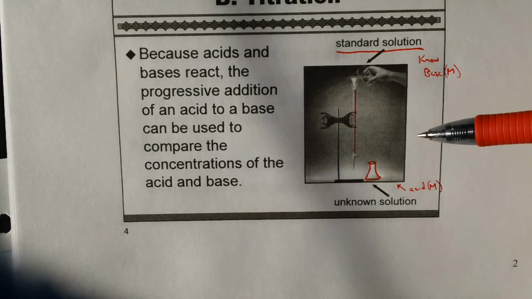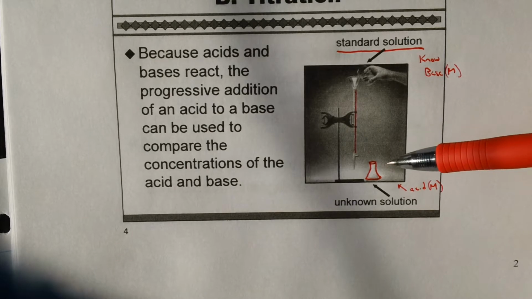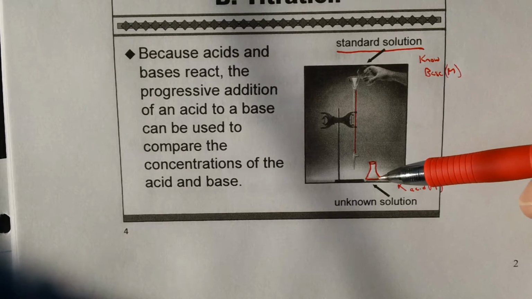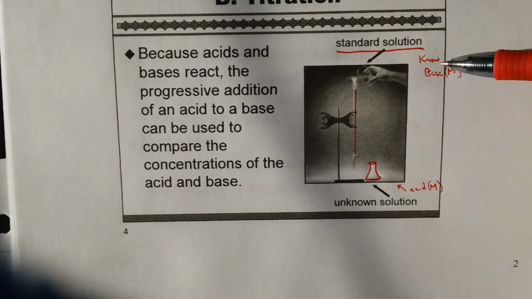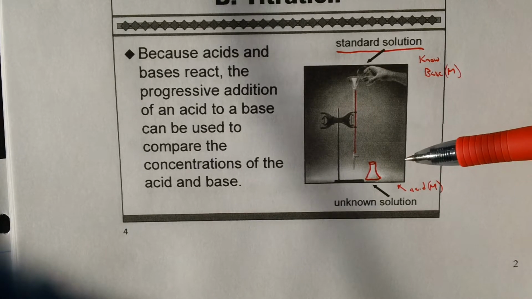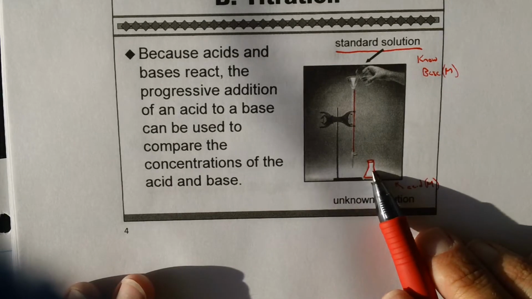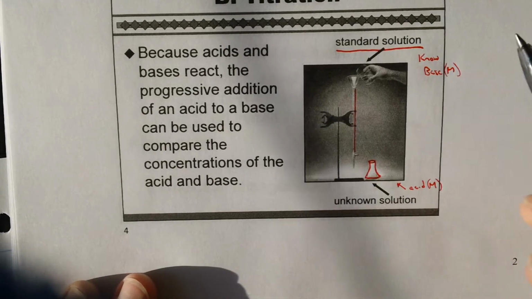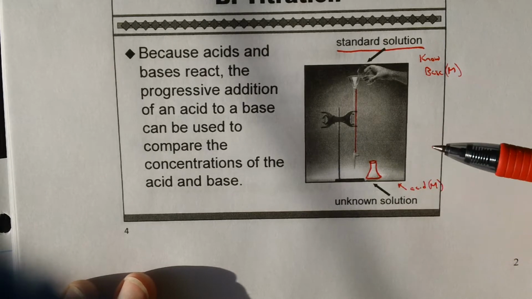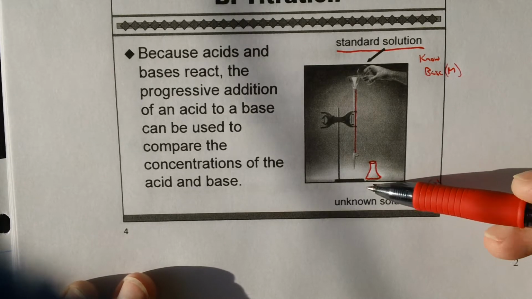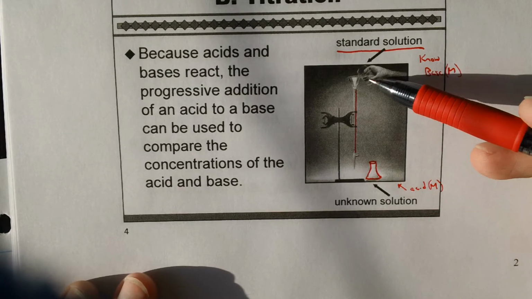So the go-to one, we were going to use phenolphthalein, which is a clear indicator when the solution's acidic. When it turns basic, it turns hot pink. And so what we would do is we would put this acid flask under the burette, and we would add base until that container turned a light pink. Clear would be acidic, hot pink would be basic.